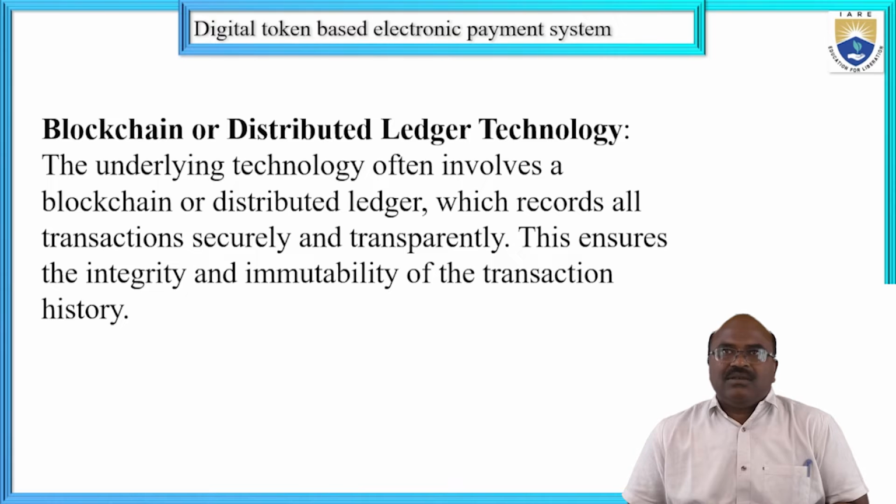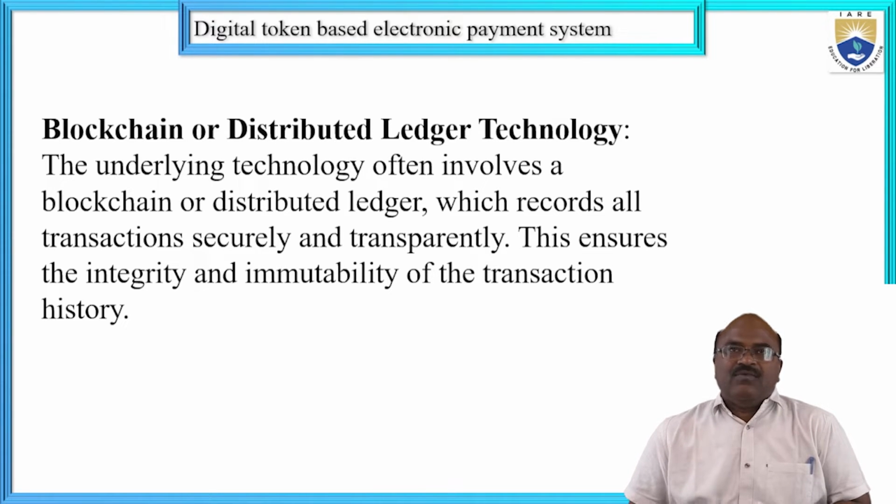The underlying technology often involves a blockchain or distributed ledger that records all transactions securely and transparently. This ensures the integrity and immutability of the transaction history. In the digital token-based electronic payment system, we can use blockchain or distributed ledger technology. It is the most powerful and advanced for authentication and authorization. From the security point of view, it is also an important criterion.